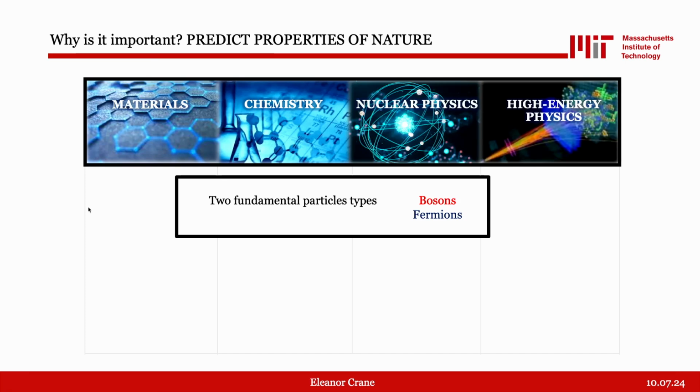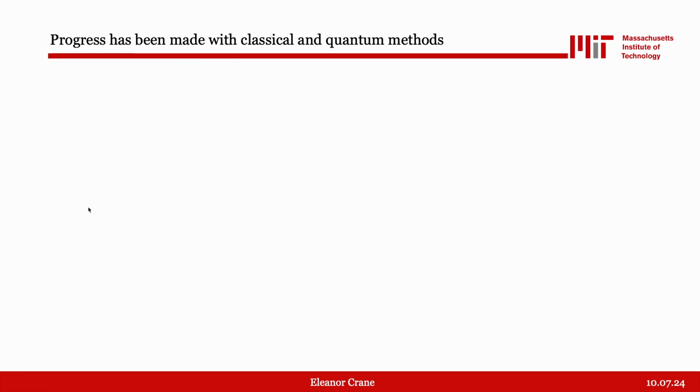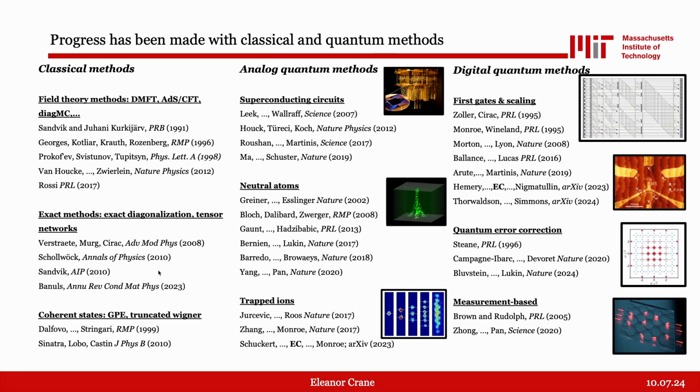So in all these different areas of science, there are bosons, for example phonons or photons, which interact with fermions, for example electrons or quarks. And this leads to a range of strongly correlated phenomena. There's been a lot of progress towards solving these sorts of problems with classical methods and also analog and digital methods. However, it's a strongly correlated fermion-boson problem, and the different parts of the problem cause issues for different approaches.